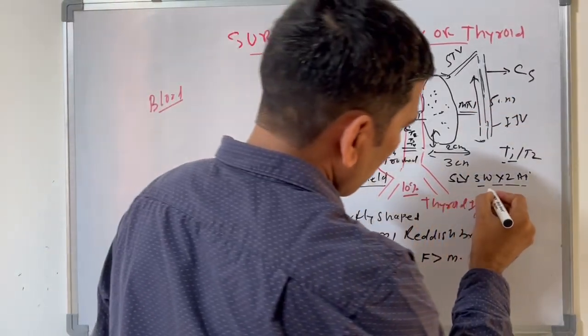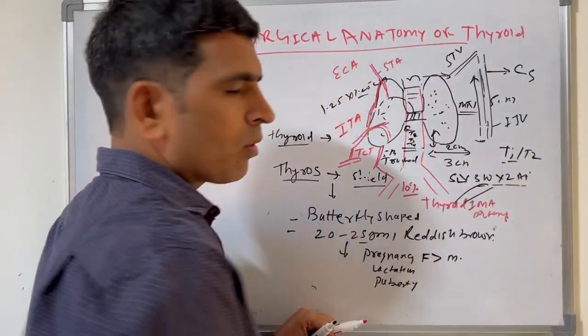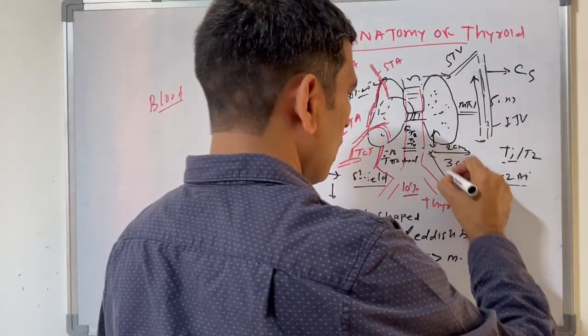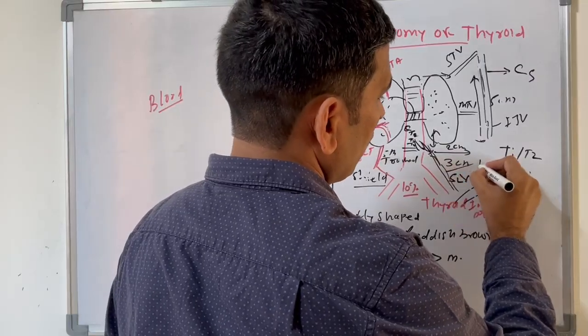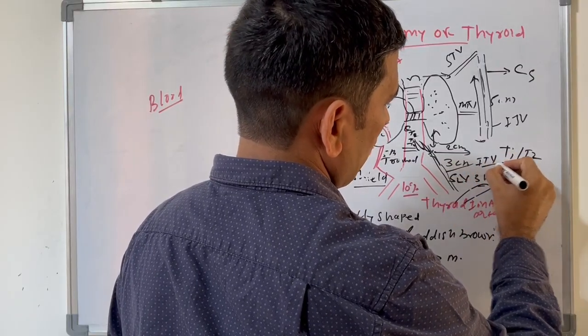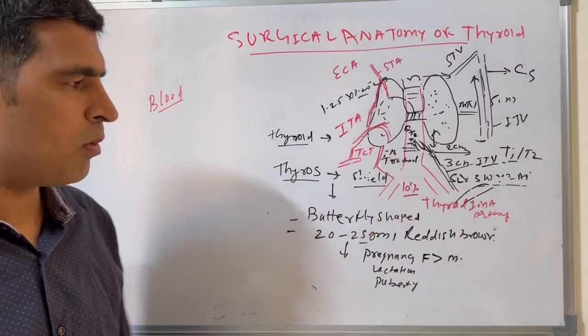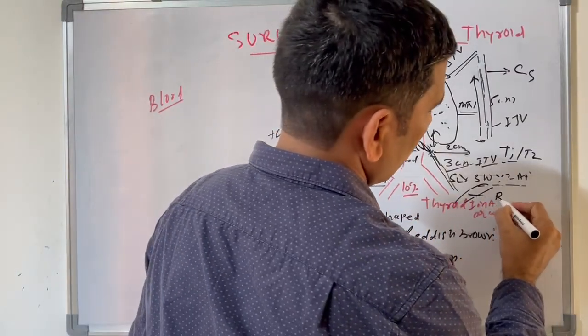And one vein which is coming from below and forming a plexus is the inferior thyroid vein, and this inferior thyroid vein is coming from the brachiocephalic vein.